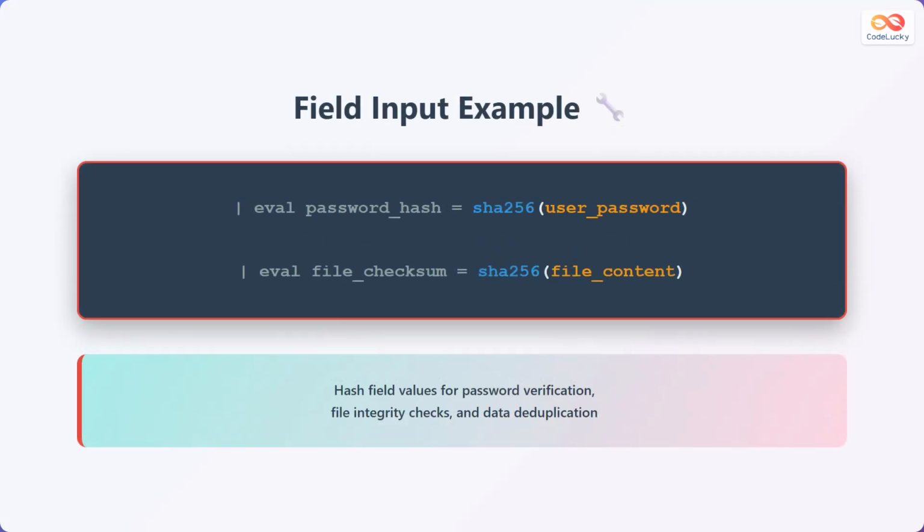The SHA256 command becomes particularly powerful when working with field values from your data. In the first example, we create a password hash by applying SHA256 to the user_password field, storing the result in password_hash. This is commonly used for secure password storage and verification. The second example demonstrates creating a file checksum by hashing the file_content field and storing it as file_checksum. This approach is essential for password verification systems, file integrity monitoring, and data deduplication processes where you need to identify identical content, regardless of its source or location.